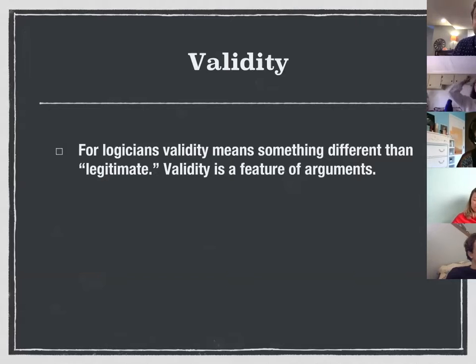If we use the term valid in philosophy, it always has to be applied to an argument. Validity is a feature of a set of sentences, and it has to do with the way in which those sentences, the premises, fit together with the conclusion.